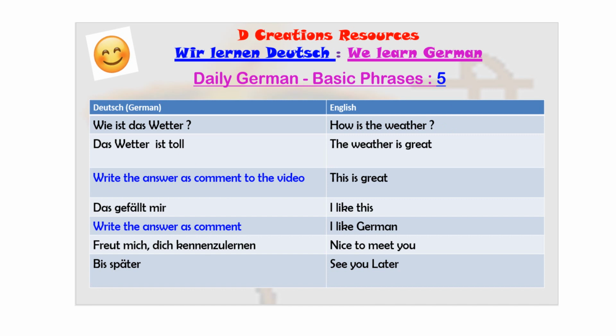So, repeat with me. Wie ist das Wetter? Wie ist das Wetter? And what is the answer or the Antwort? Das Wetter ist toll. Das Wetter ist toll.